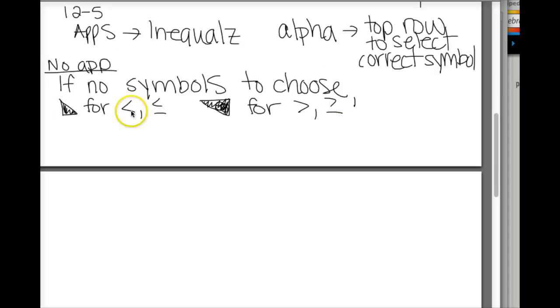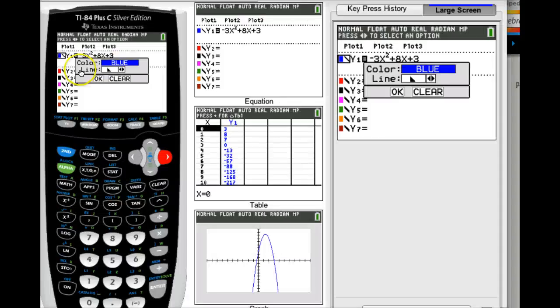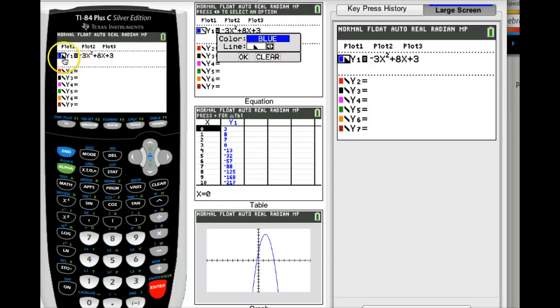So right now we're doing less than, so we want to select this one. So that's what I have selected here. Then I scroll down to OK and press enter, and you can see that it's changed it now to look like that. If you have the very oldest model of calculator where pressing enter over top of this just starts changing it and doesn't bring up a menu, then you just keep pressing enter until you get this one.